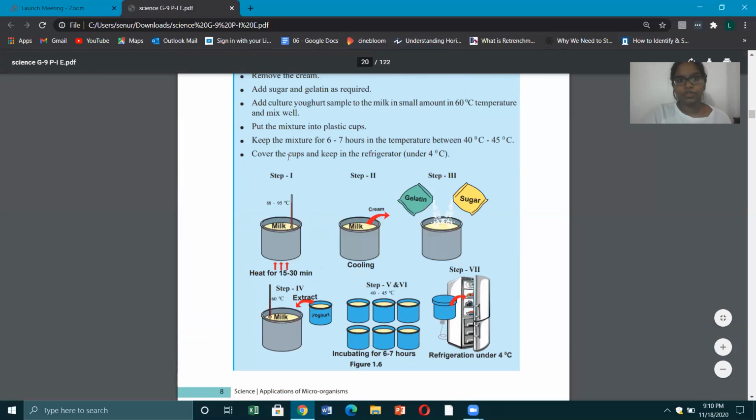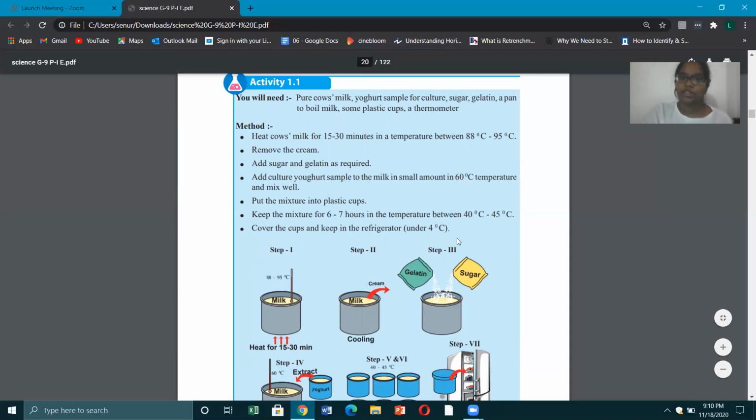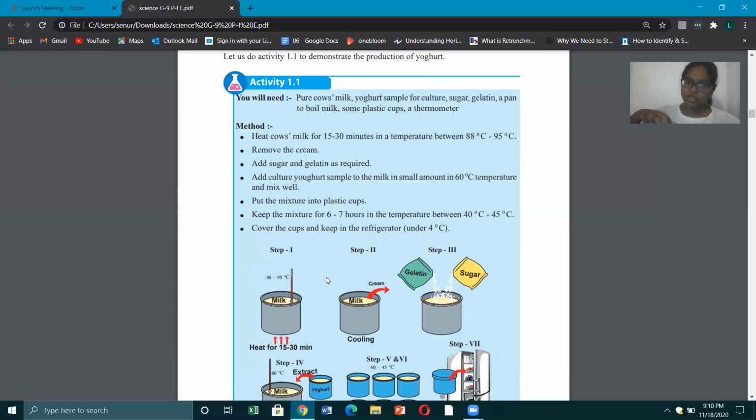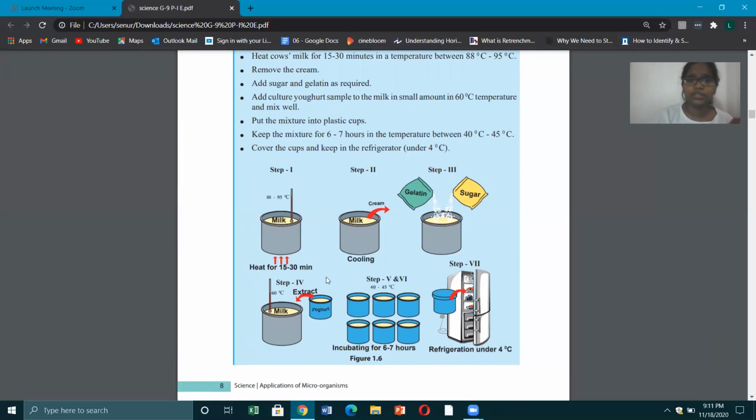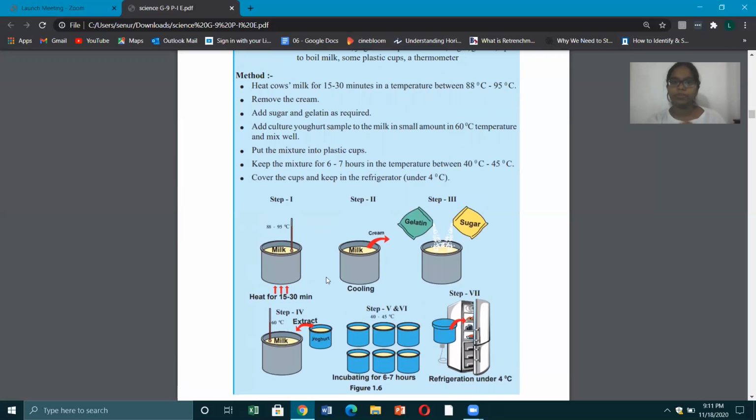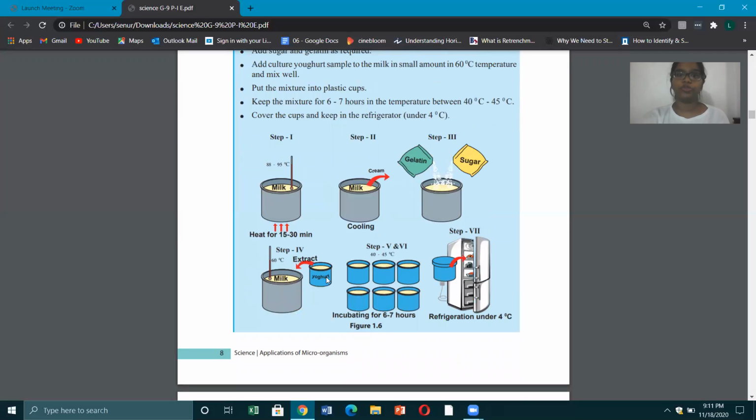Let's go through it again. First, you heat the cow's milk. You remove the cream out. You put the gelatin and sugar into this. Then you put some previously made culture yogurt sample into the milk. Mix it well. Then you put it into plastic cups and keep the mixture for 6 to 7 hours in the temperature between 40 to 45 degrees Celsius. And then you cover the cups with the lid and put it inside the refrigerator under a temperature of 4 degrees Celsius.